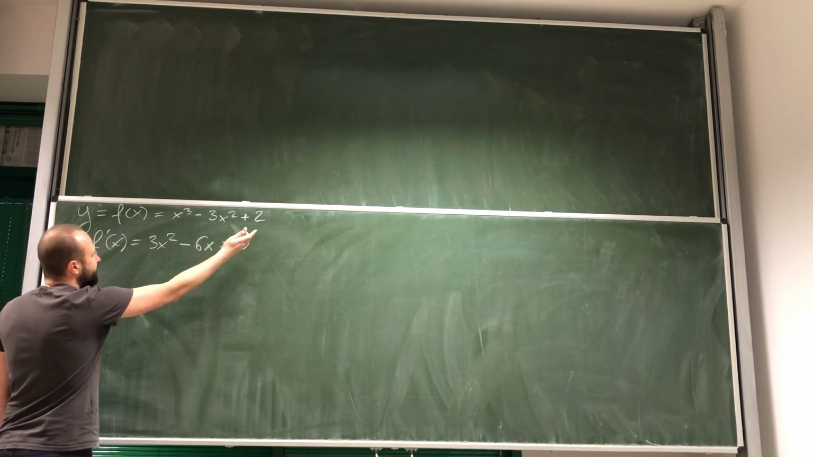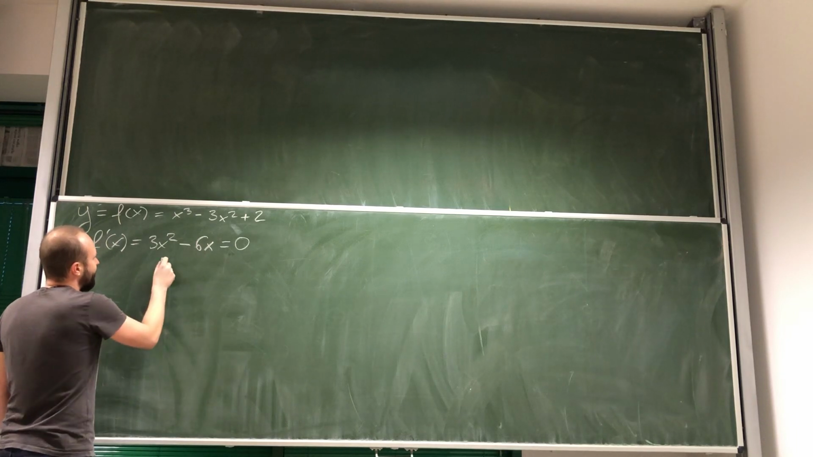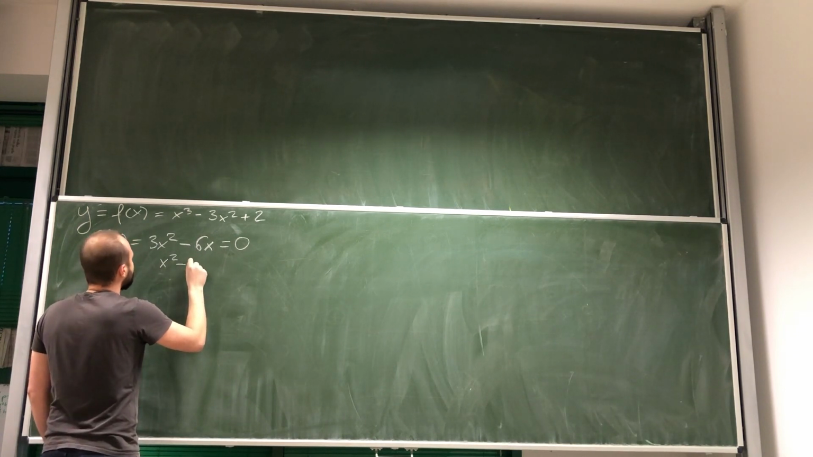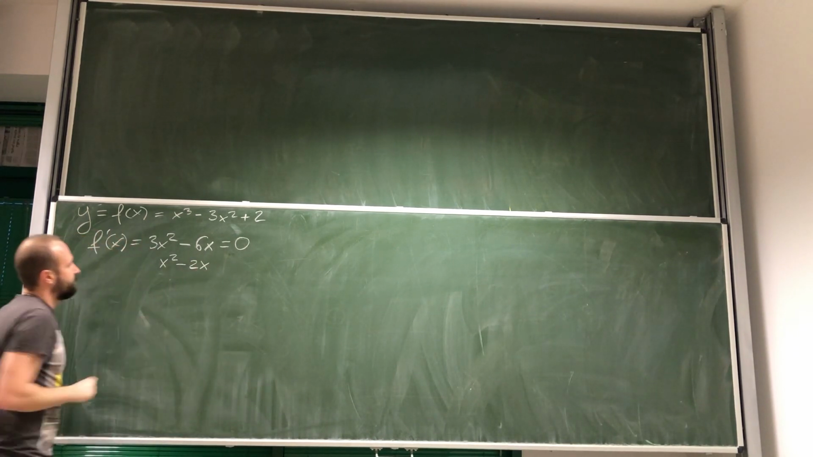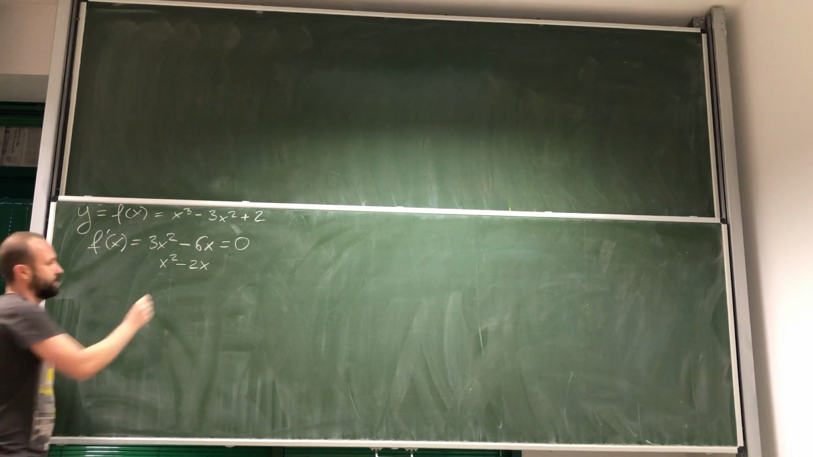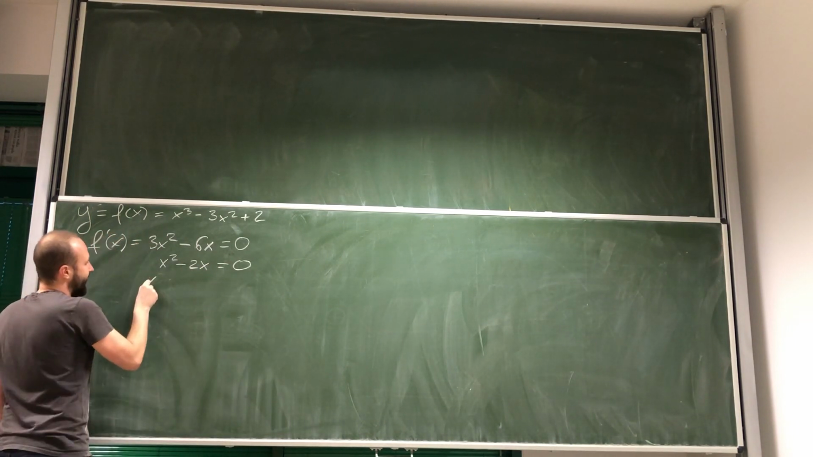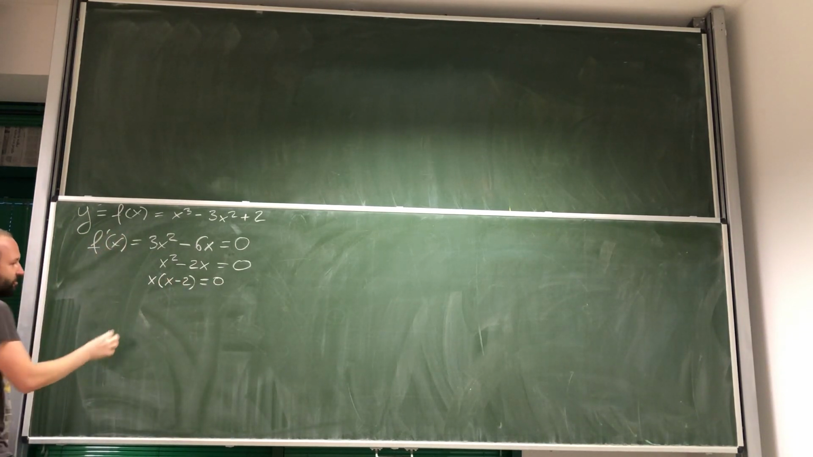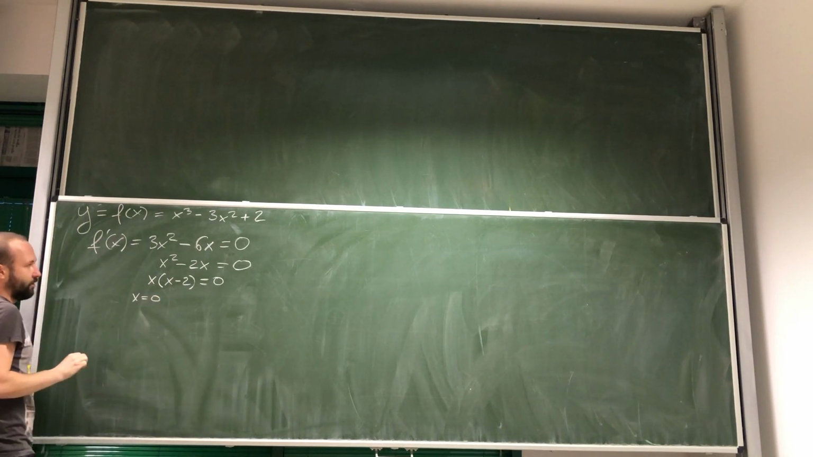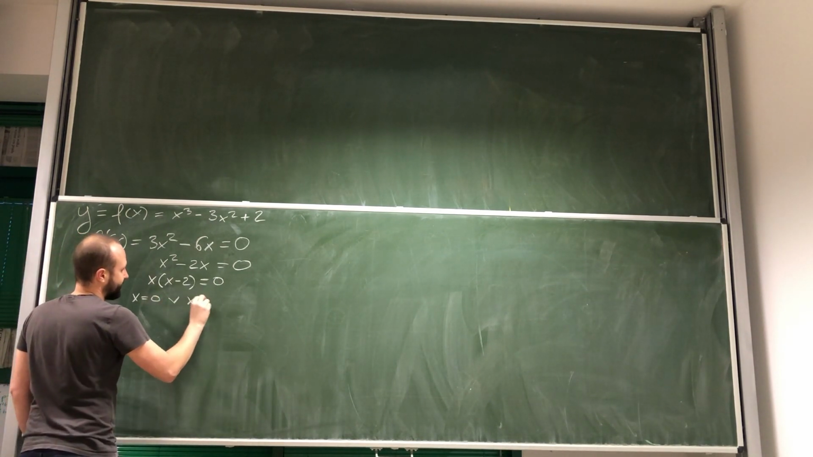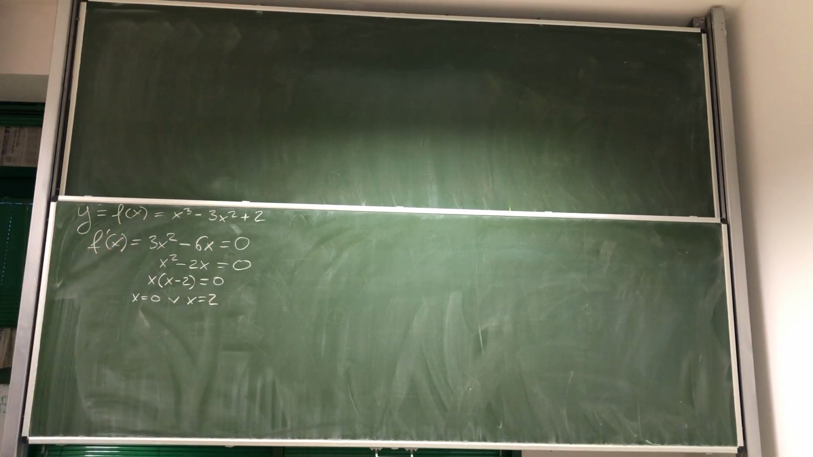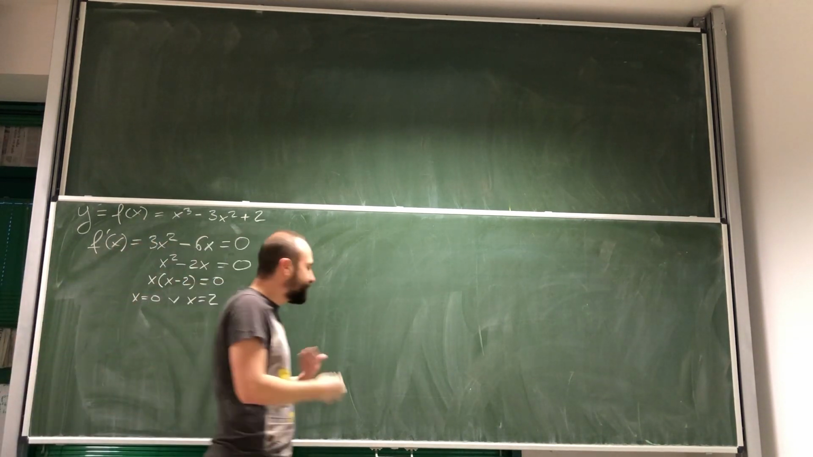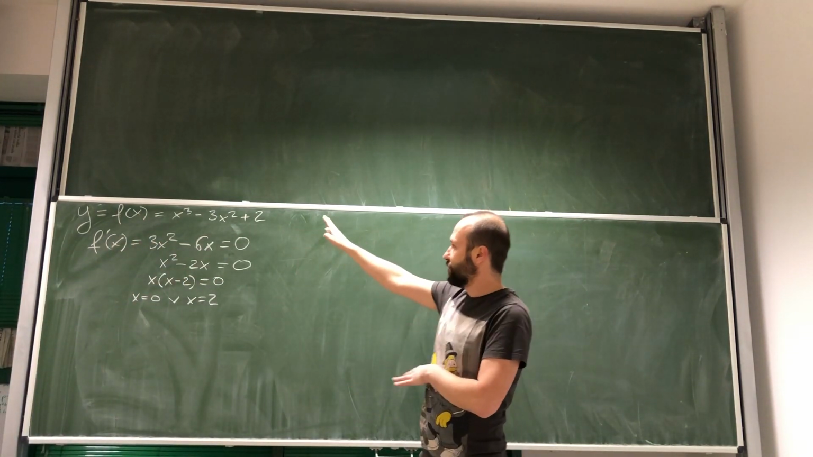Because look, I can easily divide both sides by 3, so I'm getting that this is x squared minus 2x, equal to 0. So this is x times (x minus 2) equal to 0. And look, in this case, of course, x is either equal to 0 or x is equal to 2. Okay, so look, now I can make this additional graph, not of the function, but of the derivative.